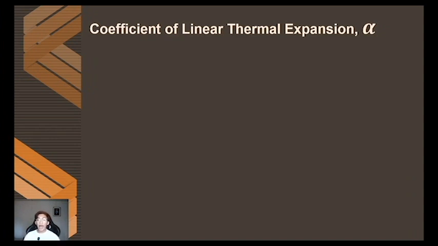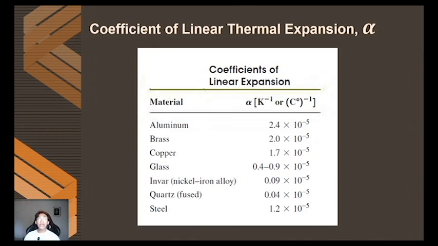The units of alpha, the coefficient of linear thermal expansion, are per Kelvin or per Celsius degree, or K^-1 or C°^-1. Always remember that a temperature interval or change is the same in Kelvin and Celsius. So later in the problem solving part, don't be shocked that the given is in Kelvin, with the unit Kelvin to the negative 1, but our answer in terms of temperature is Celsius, because regardless of Kelvin or Celsius, delta T is the same.